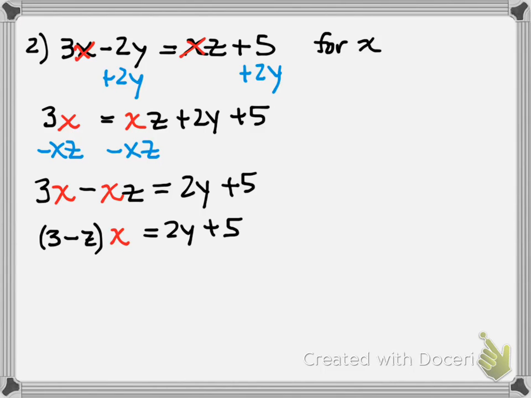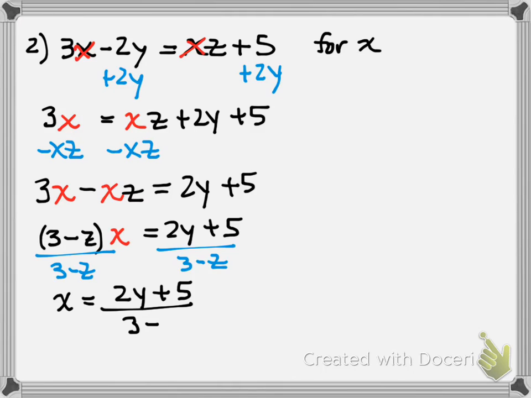Multiplication. So what's the inverse of multiplying by the quantity 3 minus z? Dividing by the quantity 3 minus z. So I get the x I wanted to get alone. In the top, the numerator, is the 2y plus 5. In the denominator is 3 minus z. Could I have parentheses around what's in the denominator? I could. It's not necessary because there's nothing to multiply to get rid of the parentheses, so I don't need it.